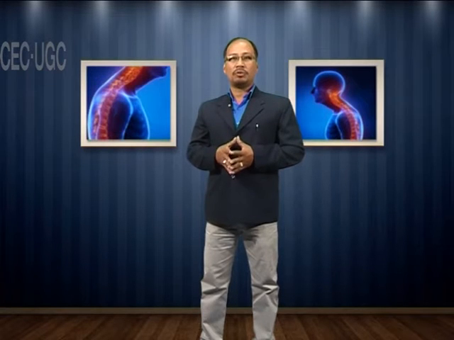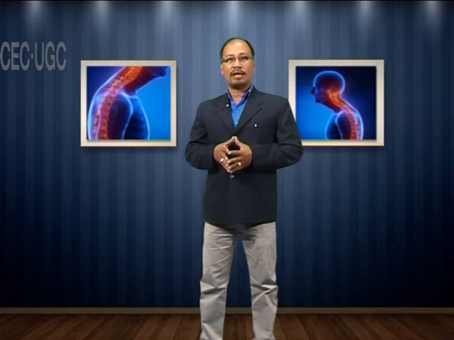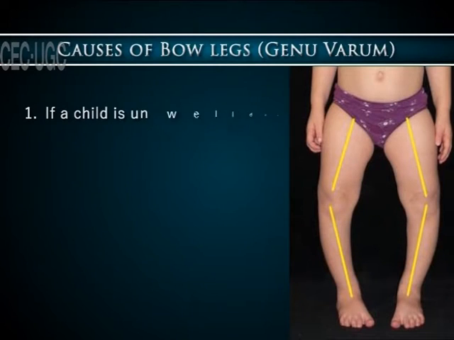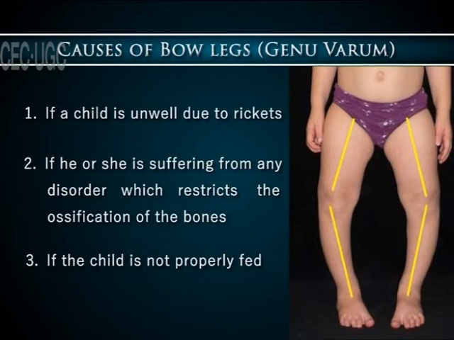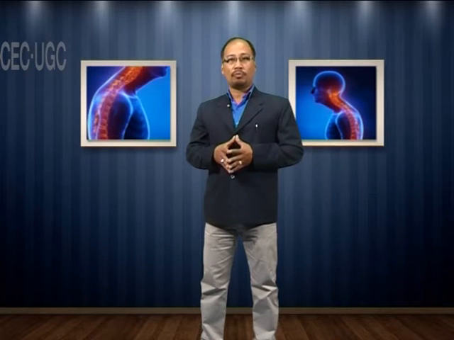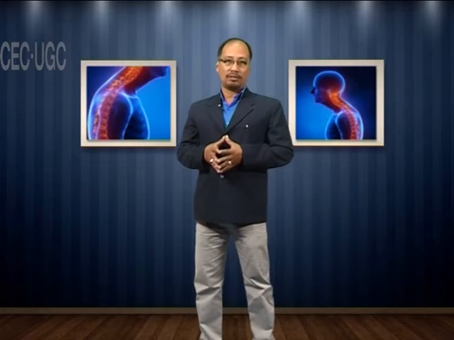Rickets are the primary causes of this physical deformity. Bow-leggedness remains persistent under the following condition. First one, if a child is unwell due to rickets. Second one, if he or she is suffering from any disorder which restricts the ossification of the bones. Third one, if the child is not properly fed. In a few cases, infants suffer from one-sided bow leg, problems due to tumor, skeletal problems or infections.